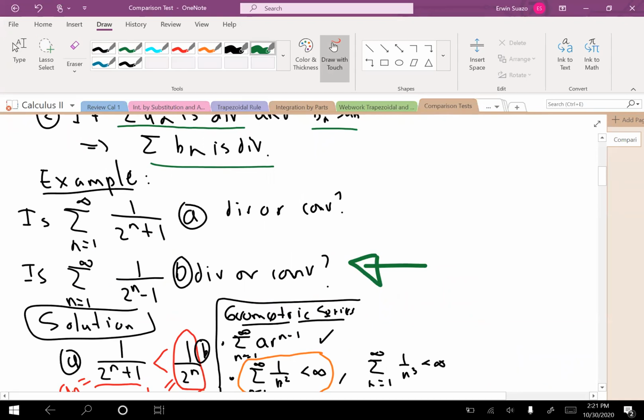We said that the series A was convergent using comparison tests, using geometric series. The other one, the comparison test wouldn't work. You could try it, but I think that series might be convergent. Okay, and the problem is that.